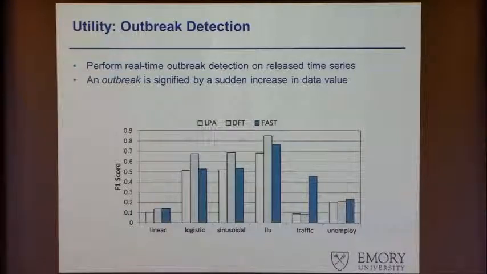Meaning, if we simply look at the absolute error or the relative error, it may be very high. But depending on what we want to do with the data, for example, if we want to do outbreak detection, which is defined by a sudden increase in the data value in the time series, then we may actually get good utility from the data.